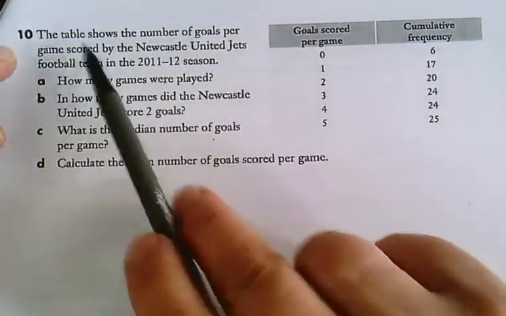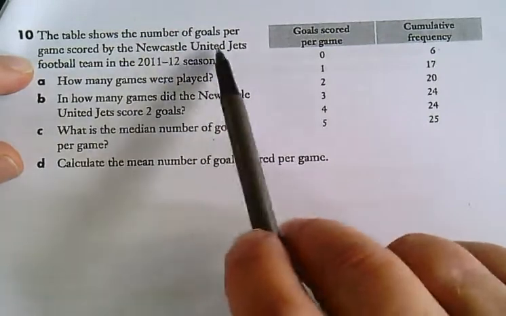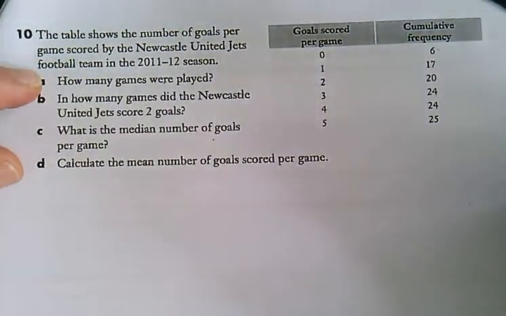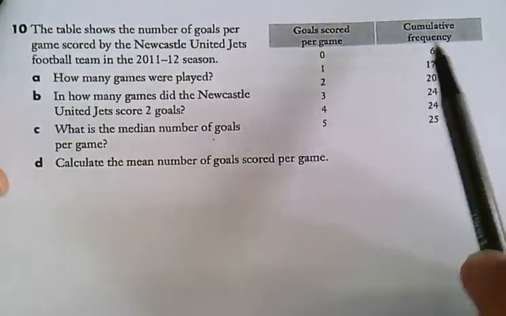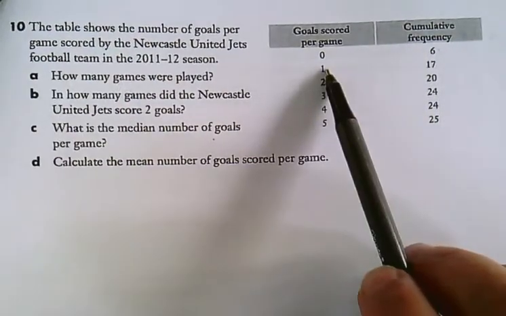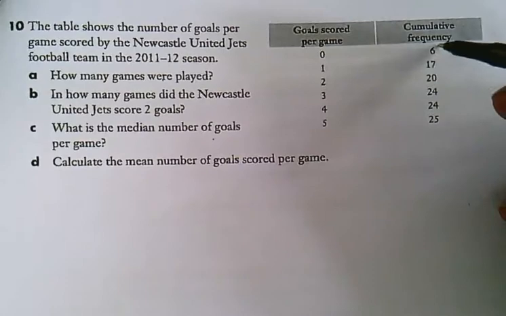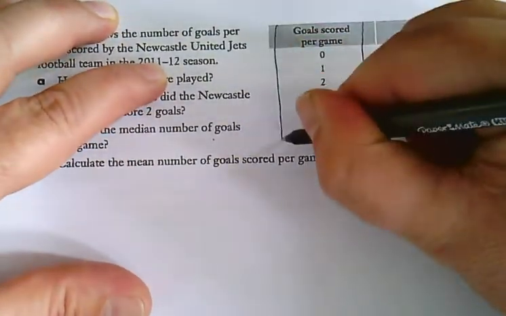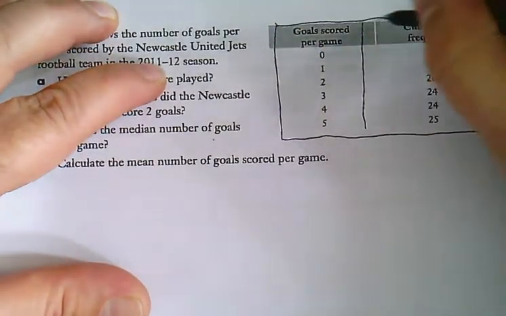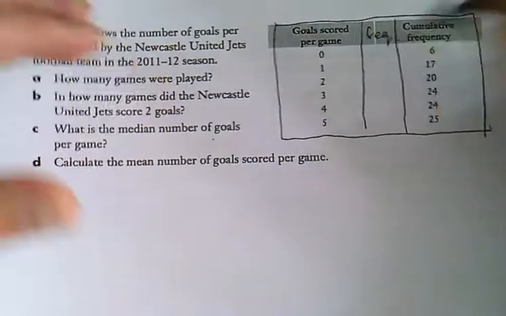The table shows the number of goals scored per game by Newcastle United Jets football team in the 2011-12 season. 0 goals scored per game was in 6 games. Now, 1 goal scored per game is not 17 games. That's the cumulative frequency. If you remember, I'm going to put an extra column in here. So I'm going to draw up a table here. If that's cumulative frequency, I'm going to stick in the frequency column.